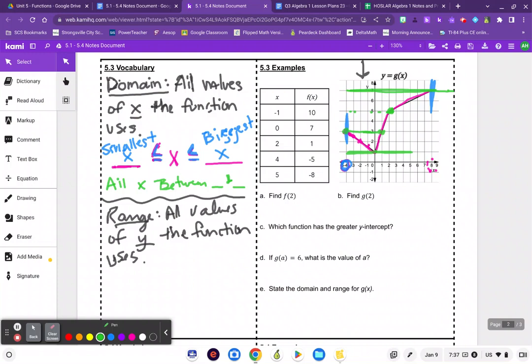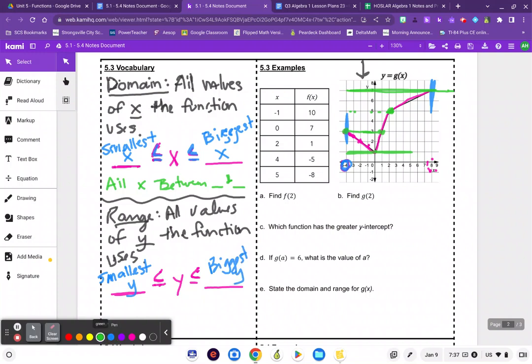And so again, we have this same setup. We're saying some number less than or equal to y, because we're looking at range, all the y values, less than or equal to some other number. And again, we're looking at the smallest y value and the biggest y value.